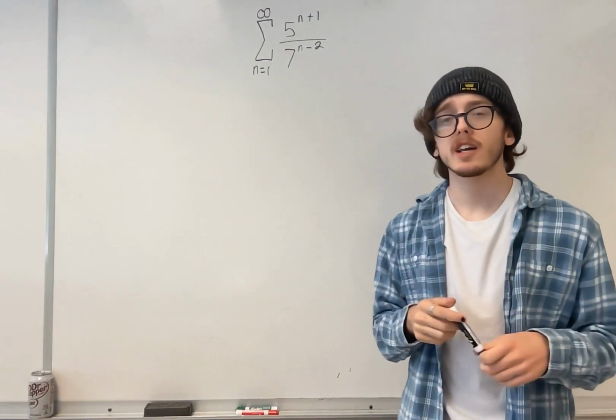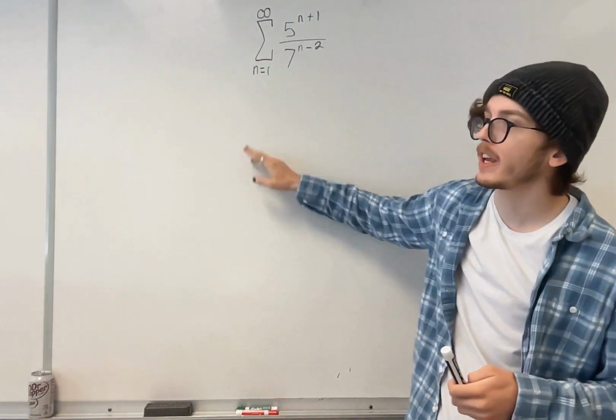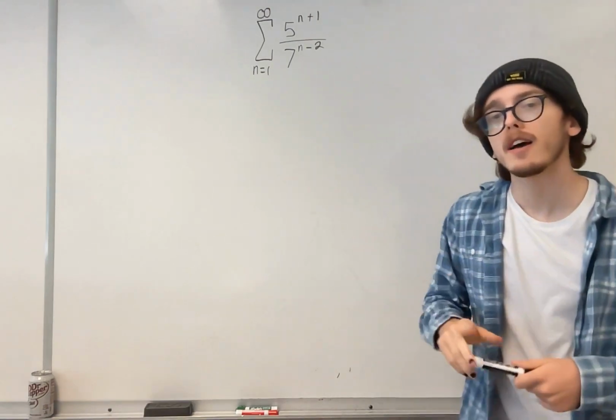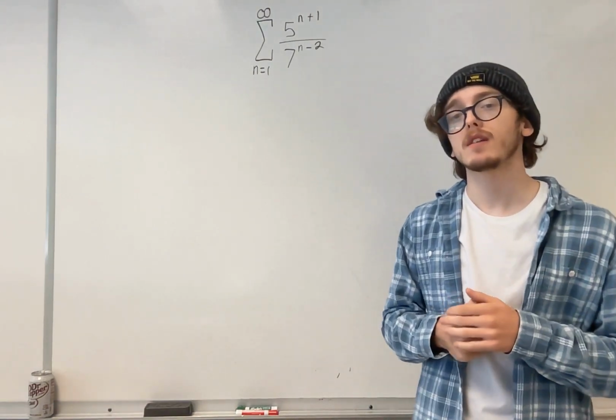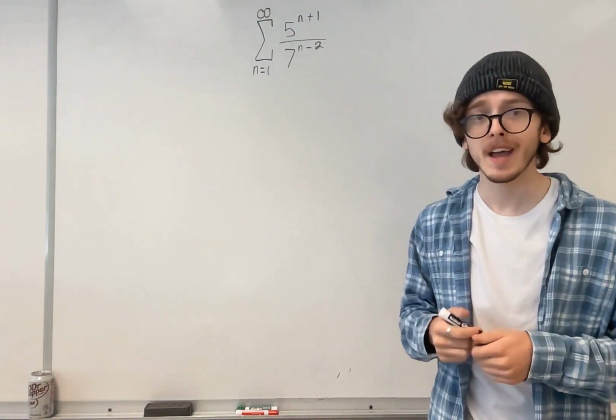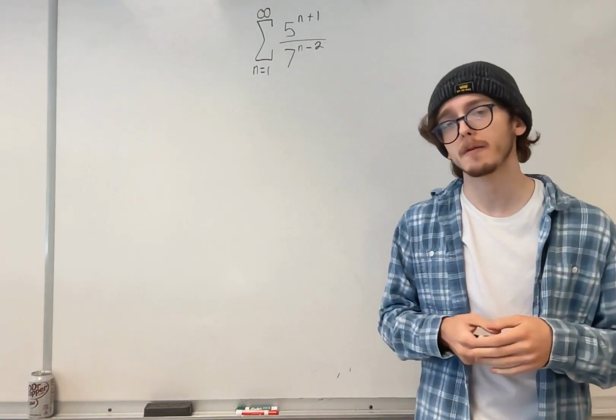Today, we're going to be talking about this series here. It is the sum of values starting at n equals 1 to infinity of 5 raised to the power of n plus 1 over 7 raised to the power of n minus 2. How in the world do we solve this? How do we find the sum of all values to infinity?